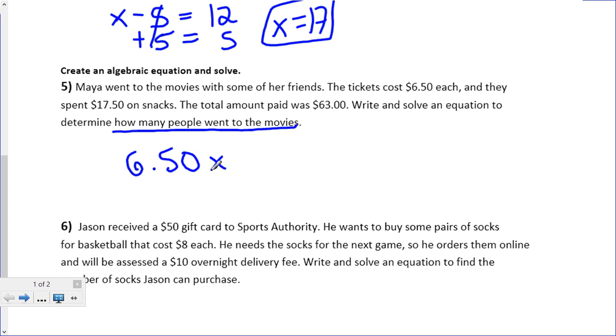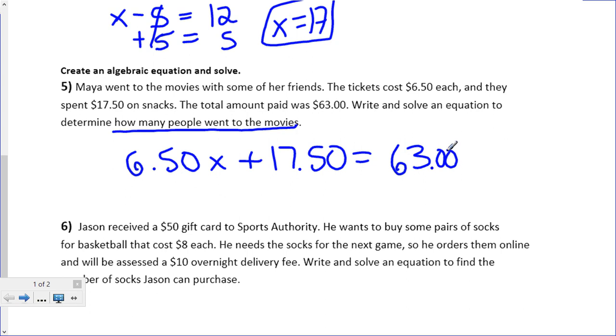Now, they also spent a total. So they each didn't spend it. This is just in total. So maybe that should have been said in total. So they spent in total $17.50 on snacks. So if you have this much for every person, and that adds up to whatever it is for the cost of the tickets, then you also add on the total of the snacks. Now, the reason we didn't do multiplying by x is because not each person paid that. That was what everybody paid in total. So that's like the constant. It's a constant amount. Now we know in total this equals $63.